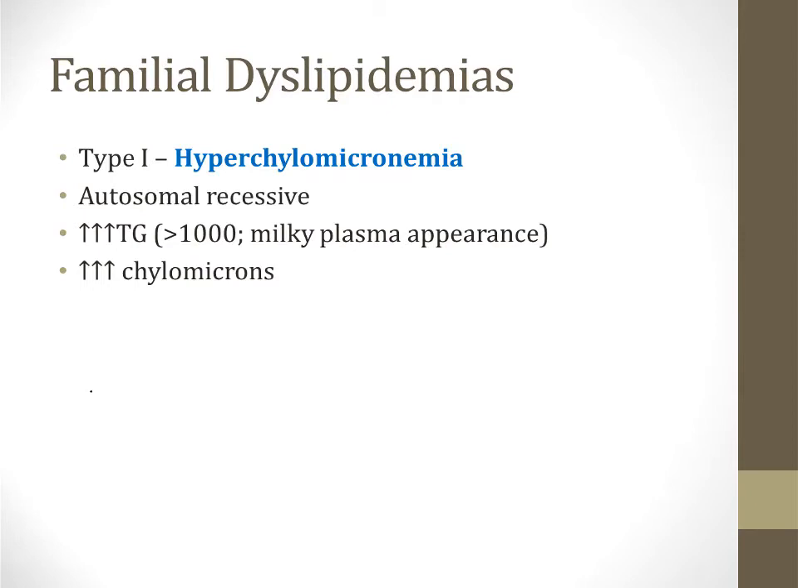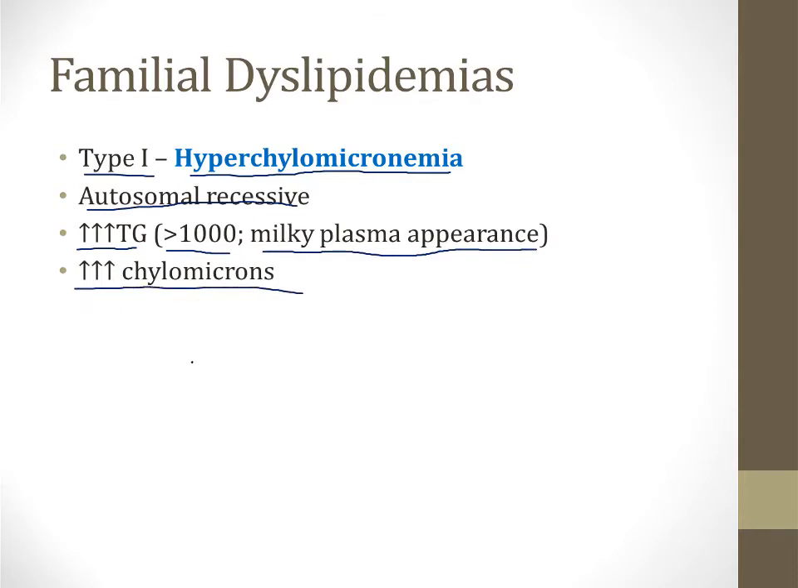The first familial dyslipidemia is called a type 1 dyslipidemia, and it's also called hyperchylomicronemia because, as we will see, the chylomicrons are markedly elevated. This is an autosomal recessive condition, and children born with this condition have very, very high triglycerides. Remember before I said a normal triglyceride level is less than 150. These people typically have levels that are greater than 1,000. They can have a milky appearance to their plasma when you draw blood from them. And as I said before, the chylomicron levels are markedly increased.